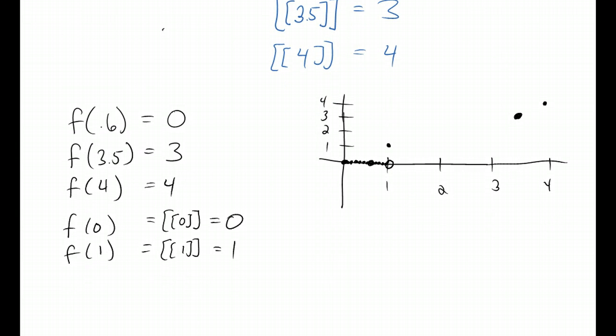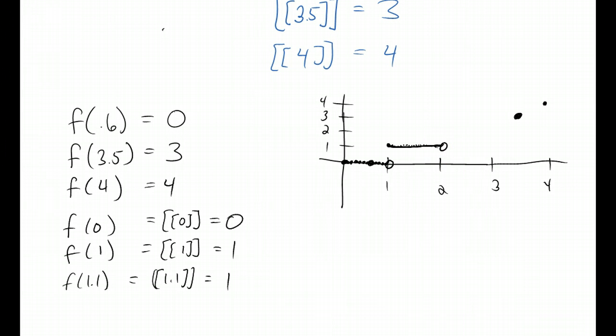Now, if we think about this a little further, what is f of 1.1? Well, that's the greatest integer less than or equal to 1.1, which is, again, just 1. So we're going to have another group of points. No matter what point we talk about in between 1 and 2, this greatest integer function is always going to give us a value of 1. So it's going to look like this, basically just like a straight line, until you get to 2.